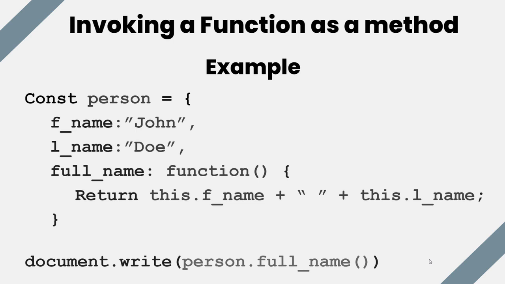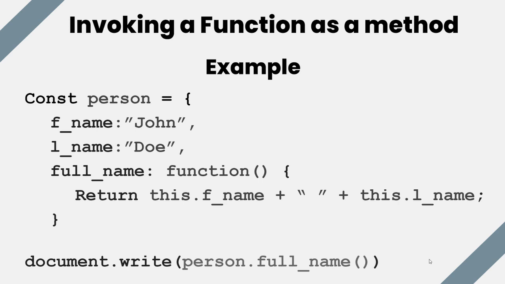So now that we've seen how this keyword occurs within an object or within an object method, we now move on to invoking a function as a method. And so the example we have here is very, very brief. We have an object name of person. We also have some key value pairs, f underscore name, the value of John, l underscore name, the value of Doe.